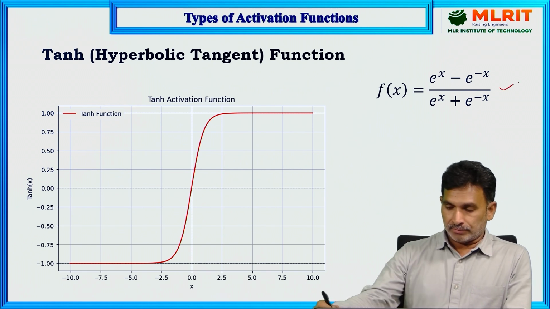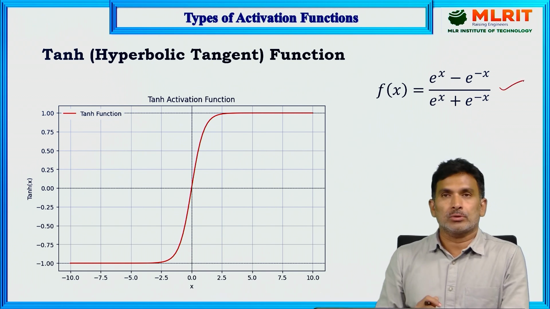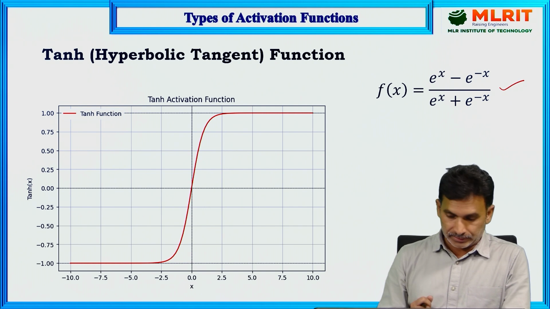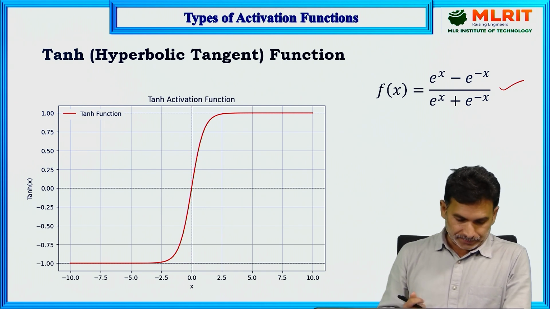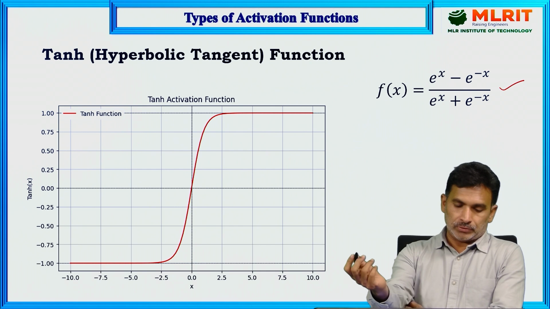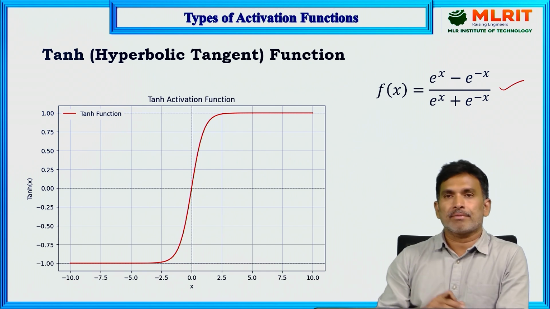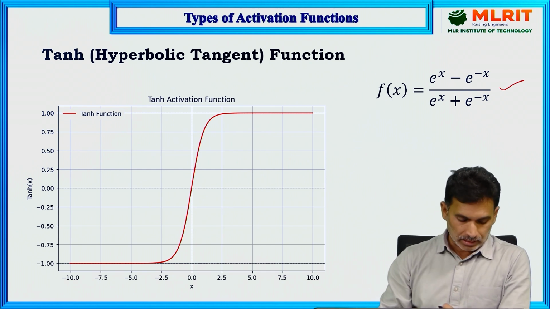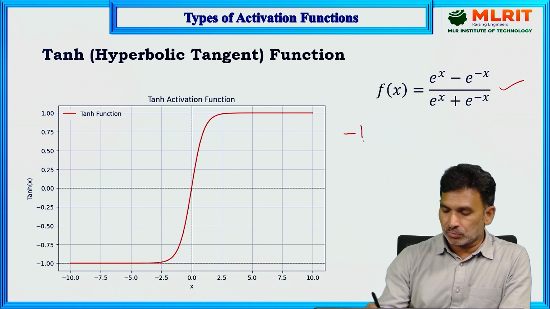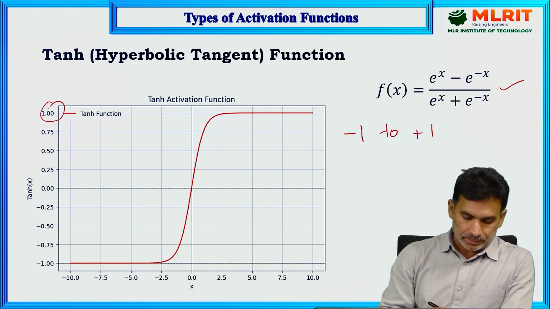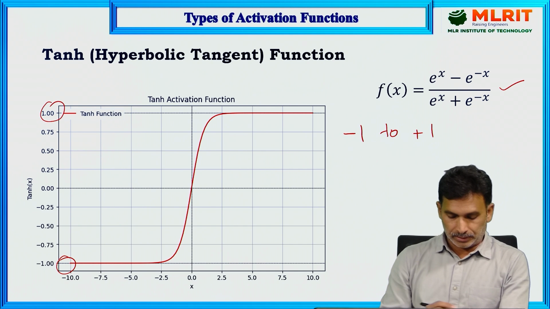And you can see the function f of x, that is equal to (e^x − e^−x) / (e^x + e^−x). Now if you observe the values, which range from -1 to +1, you can see here, and this is the next range.